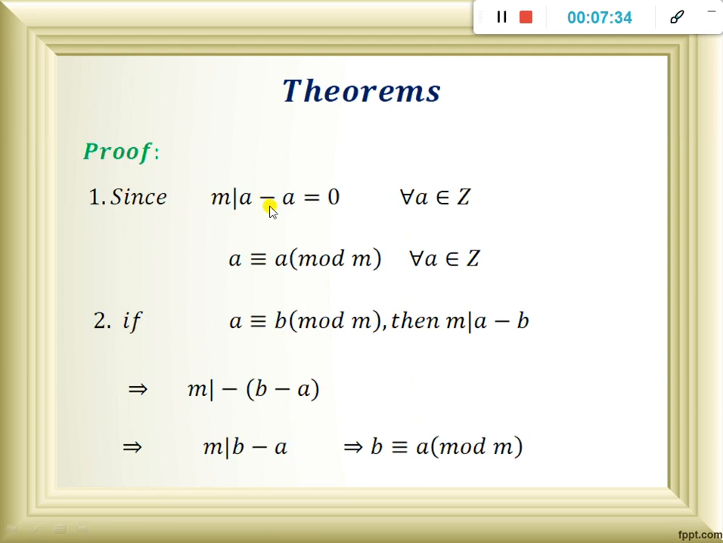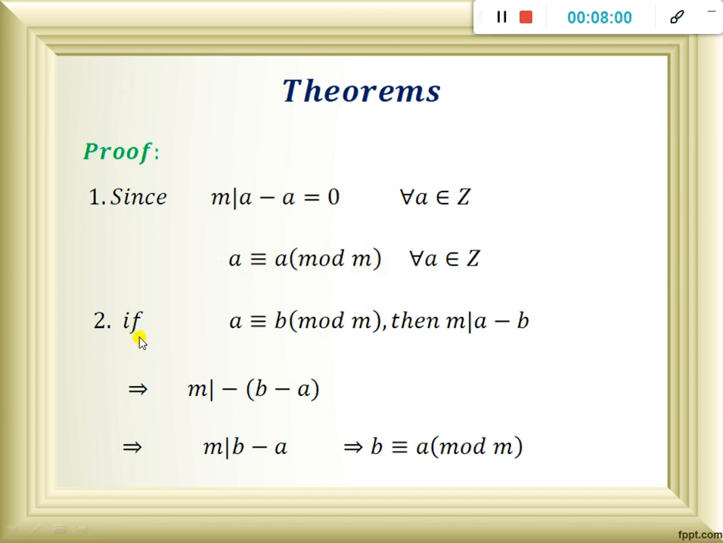M divides A minus A. Because in congruence, how can you check whether a congruence exists in the given problem? The condition is that M divides A minus B, right? Here B itself has to be taken as A because of the reflexive condition. Therefore, M divides A minus A, which equals 0. So we are getting remainder 0. Therefore, reflexive is existing, right?